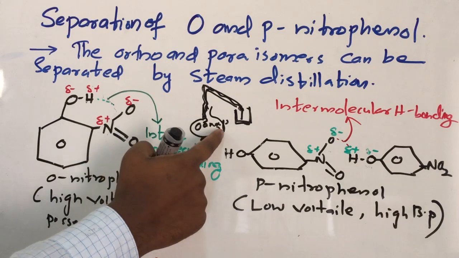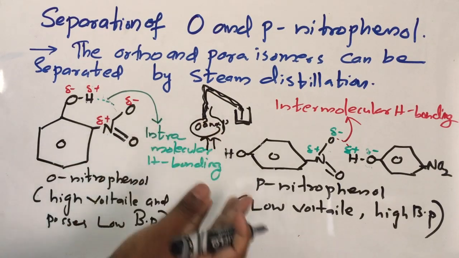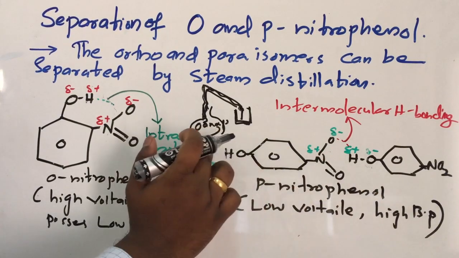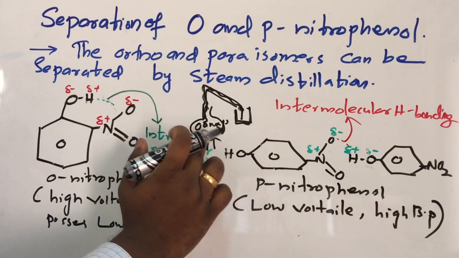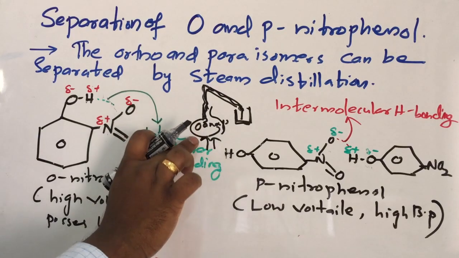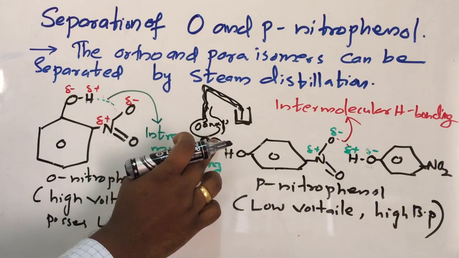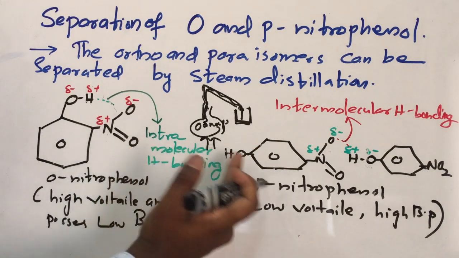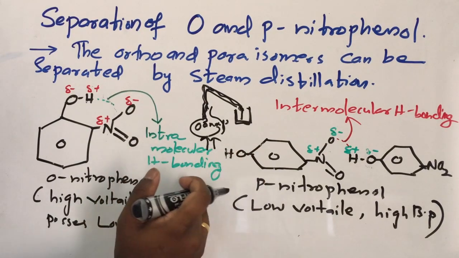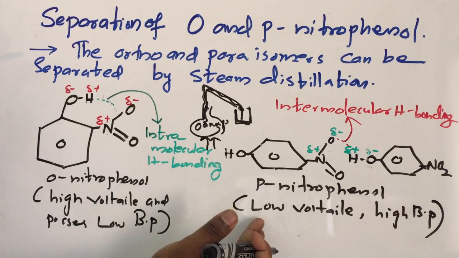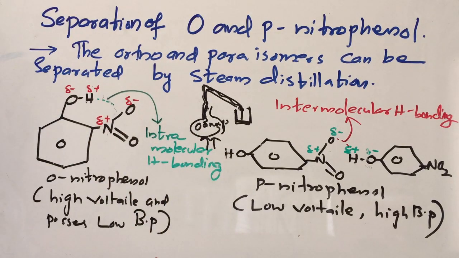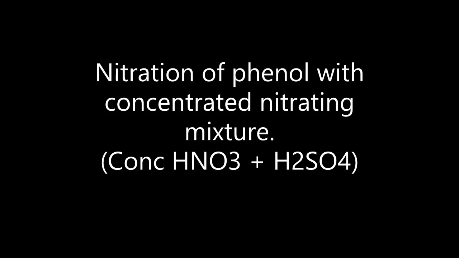But para-nitrophenol needs more heat due to the strong bonds between molecules. So para-nitrophenol will form vapor after ortho, or para-nitrophenol can be collected only after ortho. So this difference in hydrogen bonding and boiling point makes separation easier by using steam distillation.